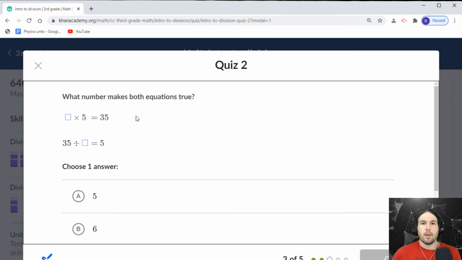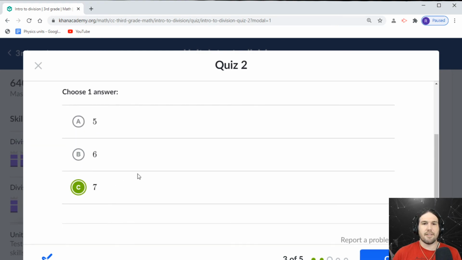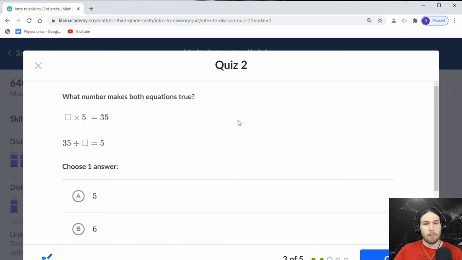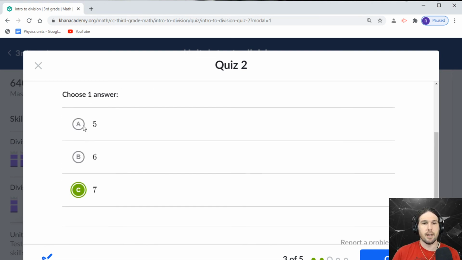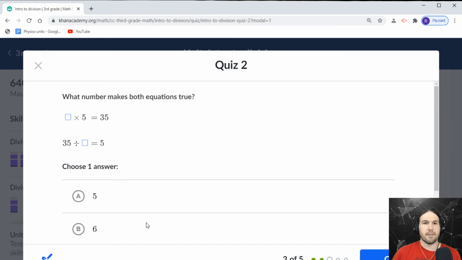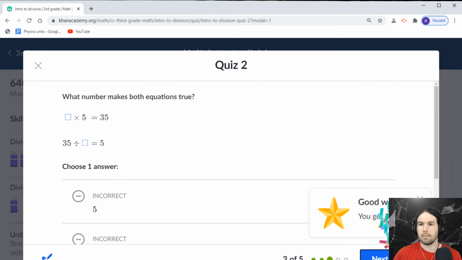All right, what number makes both equations true? Well, it looks to me like 7 times 5 is 35. That's what we came up with last time. When I first thought it was 9 for some reason. And 35 divided by 7 equals 5 is also true.